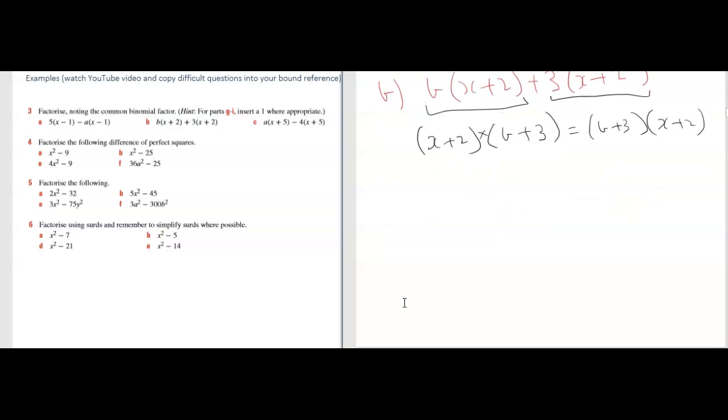Let's quickly do C. We've got a times (x plus 5), and you can see the common factor is x plus 5. But when we get to the harder ones, it's not going to be so straightforward. You'd actually have to factorise by grouping. So we've got x plus 5, and then we're left with a minus 4. Okay, question 4.